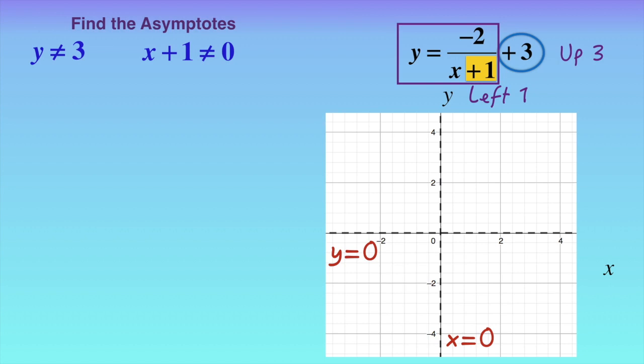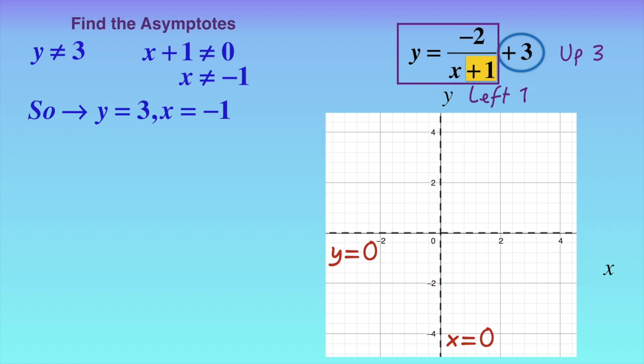We know that y can't equal 3. Then we have a look at the denominator, which is x plus 1. And we know that x plus 1 can't equal 0 because it's on the denominator. So x can't equal minus 1. So what are my two asymptotes? Y equals 3 and x equals minus 1.